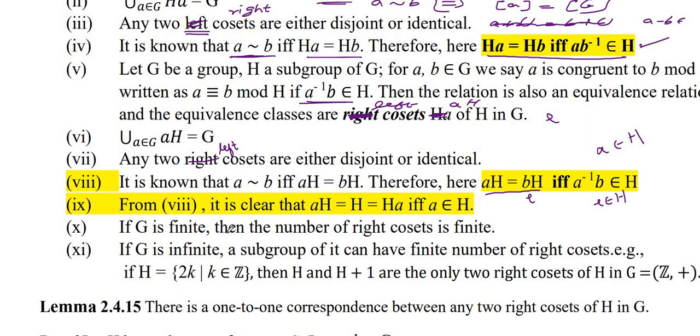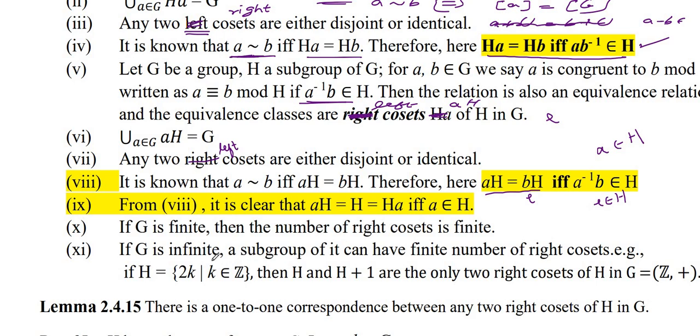Now if G is finite, then the number of right cosets is finite. Right cosets are determined only by the elements supplied by G. So if G has a finite number of elements, then you should have a finite number of right cosets as well as left cosets. So this is obvious. Whenever G is finite, the number of right cosets must be finite.